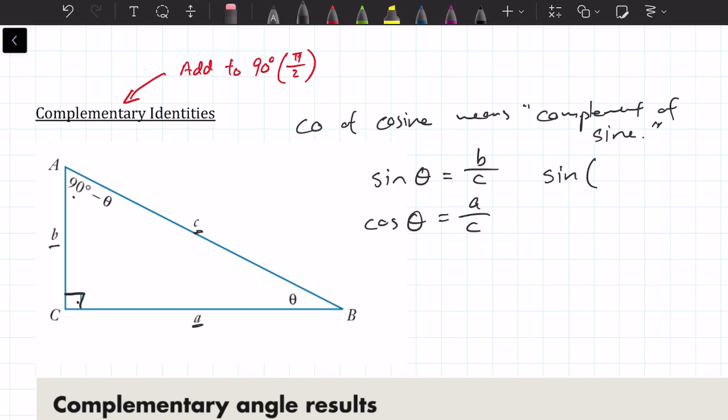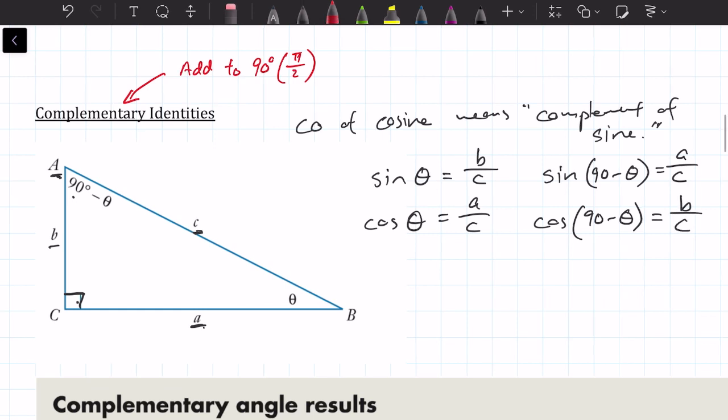So if we say sine of the other one, 90 minus theta, that's equal to the opposite, A over C. And cos of 90 minus theta would be the adjacent now, which is B over the hypotenuse, C. Notice that we have a crossover: sine theta is equal to cos of 90 minus theta, and cos theta is equal to sine of 90 minus theta. They're equal to each other.